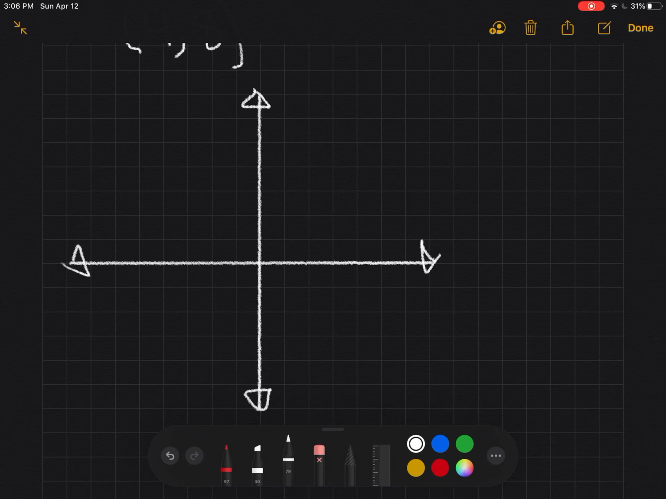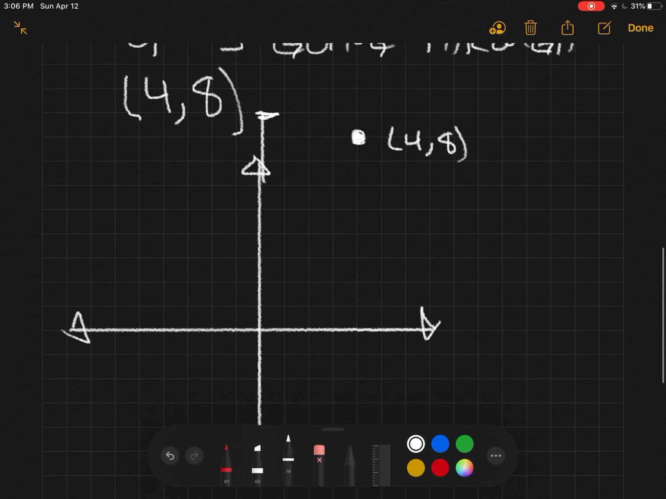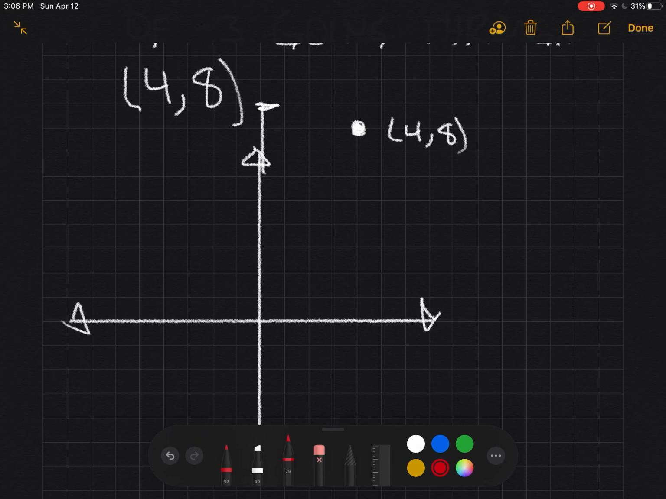All right. So we had a point 4, 8. So let's find that point. 1, 2, 3, 4. 1, 2, 3, 4, 5, 6, 7, 8. Oop, I should have made my graph a little bit taller. Let's go ahead and extend it. I jinxed myself by saying I like making it perfectly straight. So this is our point, 4, 8.